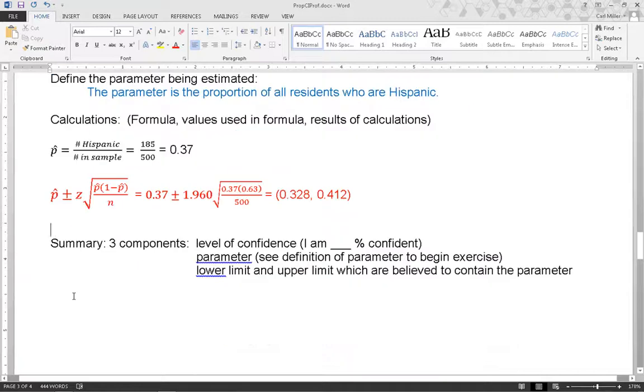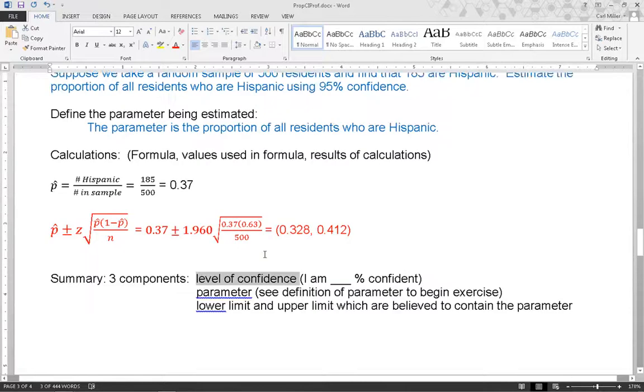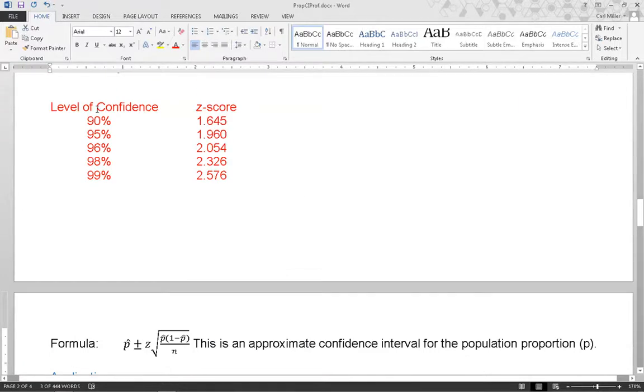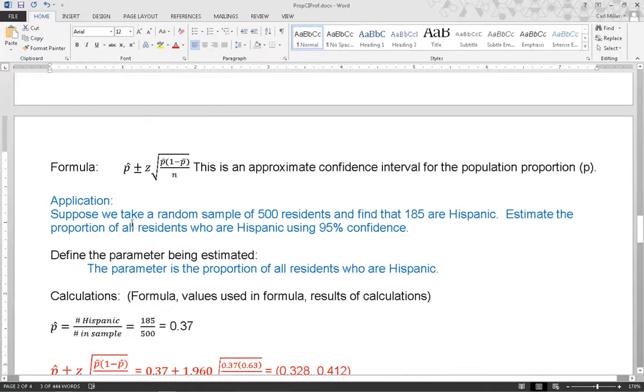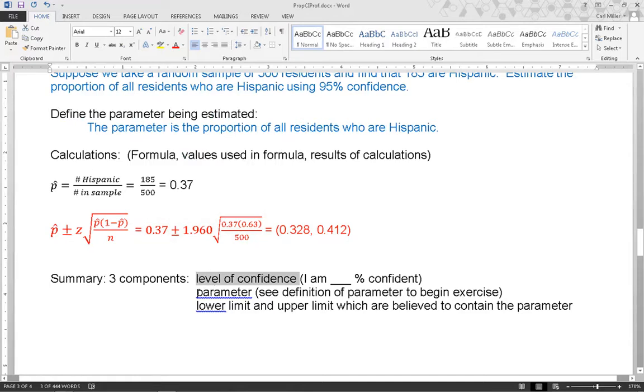Finally, we want to summarize our information. Now the summary is going to have basically three components. You want to tell the level of confidence that you're making the statement at. So how certain, how confident are you in the procedure? That'll go back to the level of confidence you used in the exercise. Tell what it is you're estimating. So we're going to be estimating the proportion of all residents who are Hispanic. And then give the bounds, the lower limit and upper limit, which you believe capture the value of the parameter.